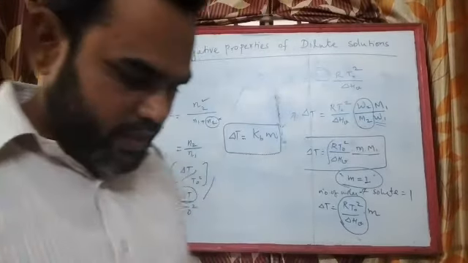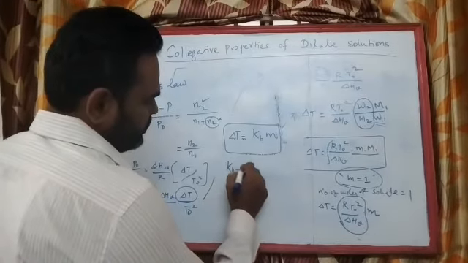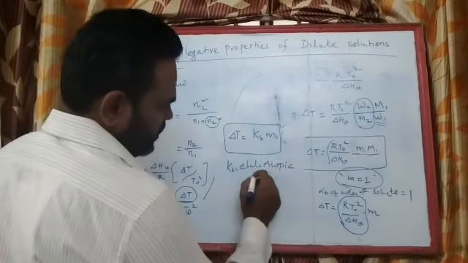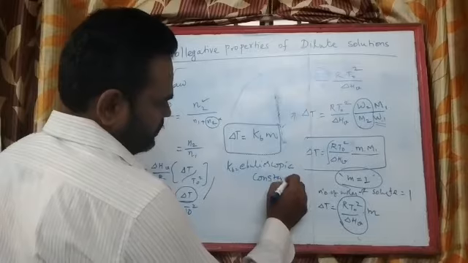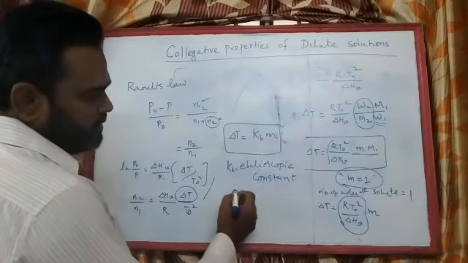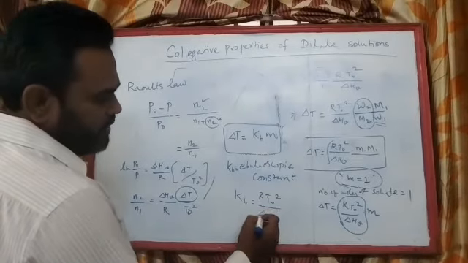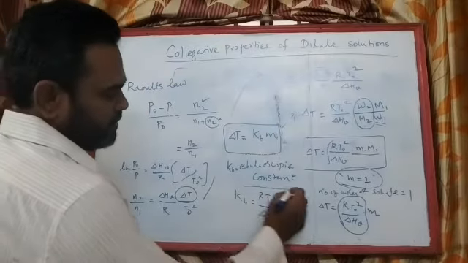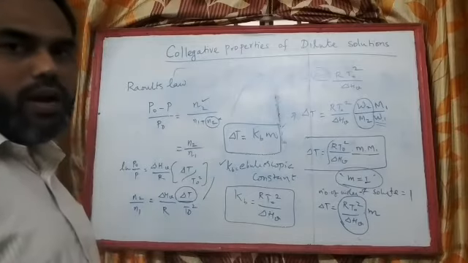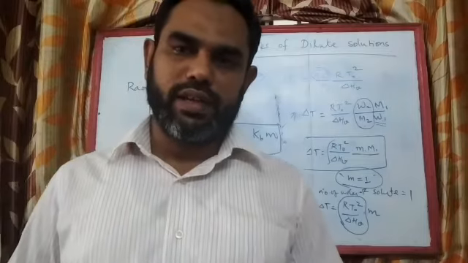So this KB is called the ebullioscopic constant. Okay, KB is called an ebullioscopic constant, which is KB is equal to RT0 squared by delta HV. Or this KB can be called the molar elevation constant. It can be called the molar elevation constant.